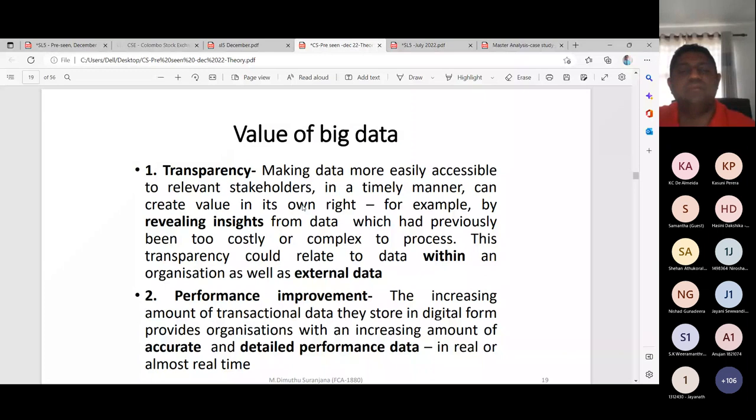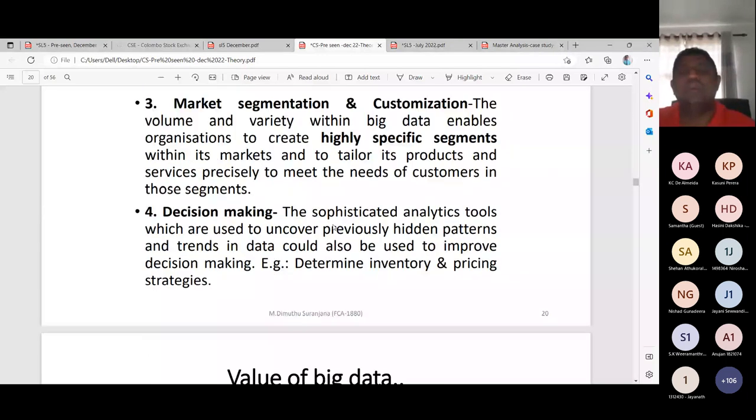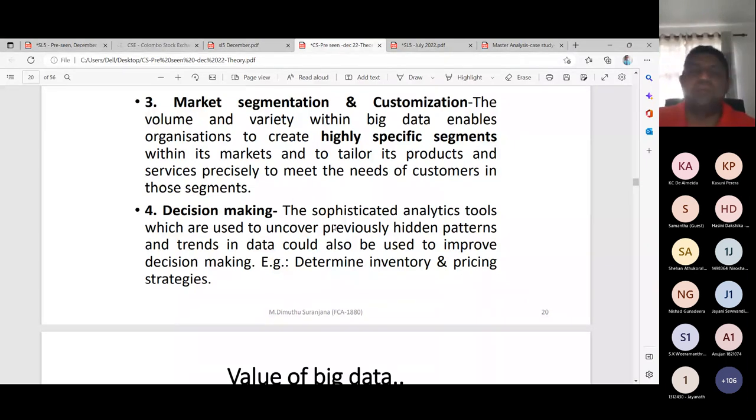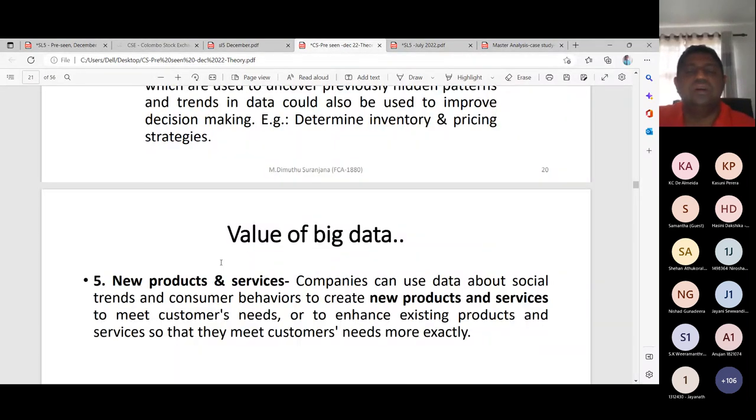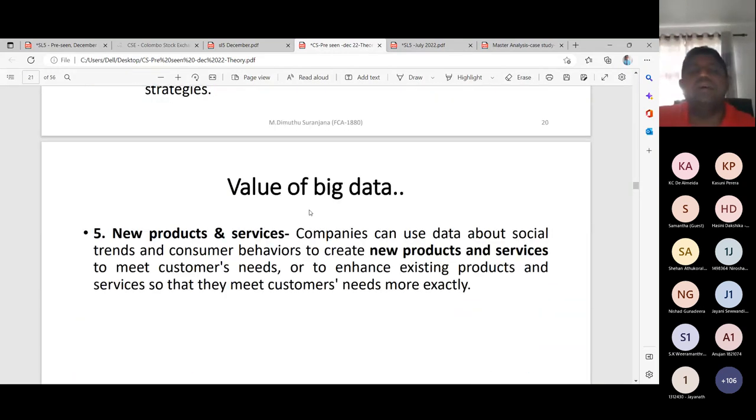The value of big data. One important thing is transparency. When you make sure that these key pieces of information are available to different stakeholders, that will be helpful for them. Then you can improve the performance. Then you can do segmentation and customizations. You can identify a specific segment, and then you can make decisions, for example, inventory levels based on the customer requirement. You can introduce new products and services. Those are the key points of the value of big data.